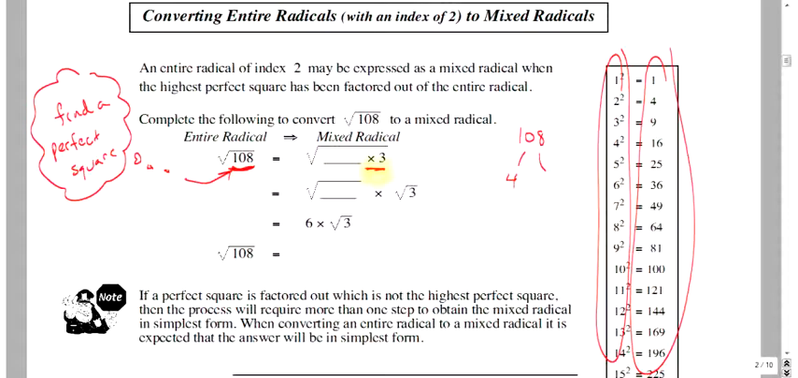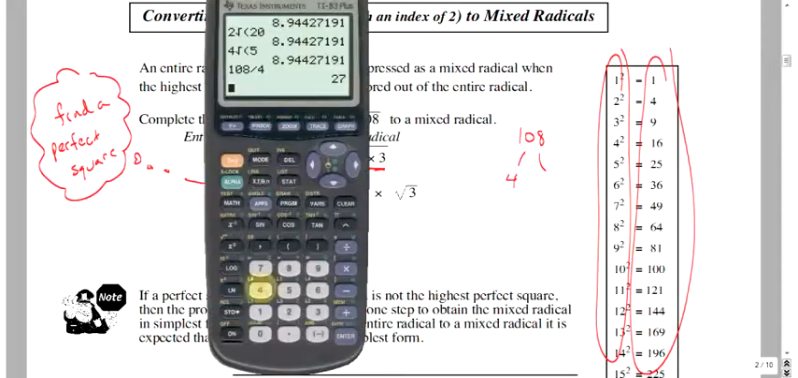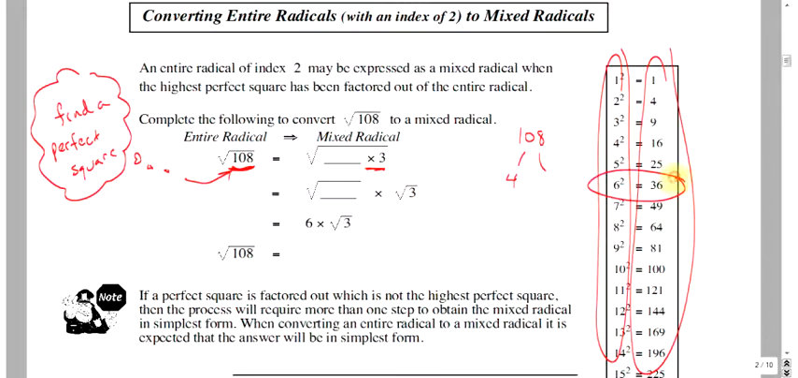3 must go in there. That's where they're leading us. Okay, so let's see what they want us to do. 108 divided by 3, 36. Is 36 a perfect square? Yeah, okay. All right, well, let's do what they want. 36 times 3. I can split this up into root 36 times root 3.